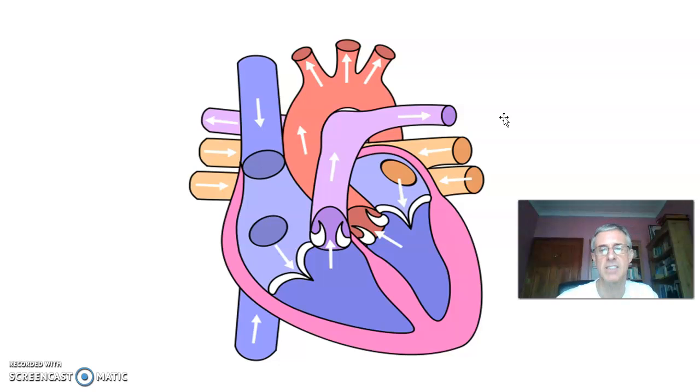Okay, so anyway, it's going off and it's going to the lungs. Hooray, we got it! The lungs! So the lungs is where it gets oxygenated. That means it picks up oxygen, which is what we need back in the heart.